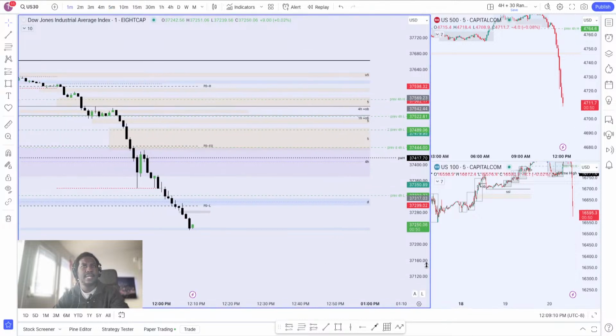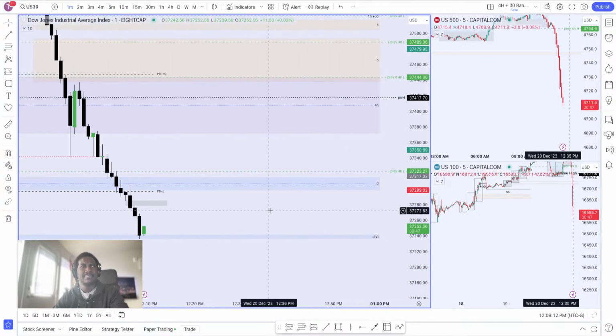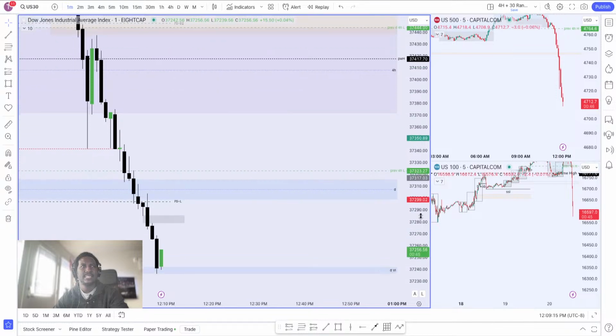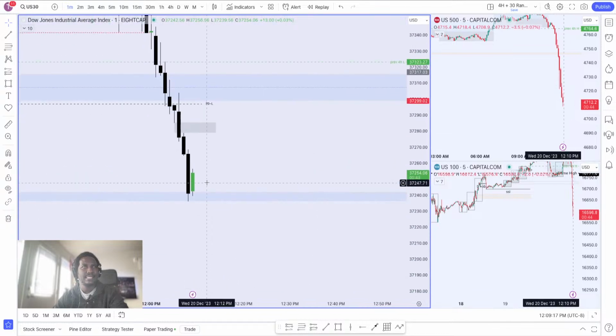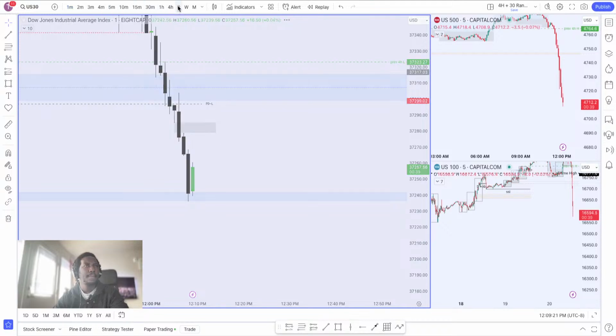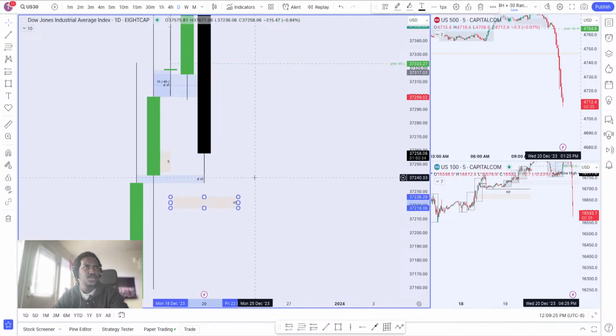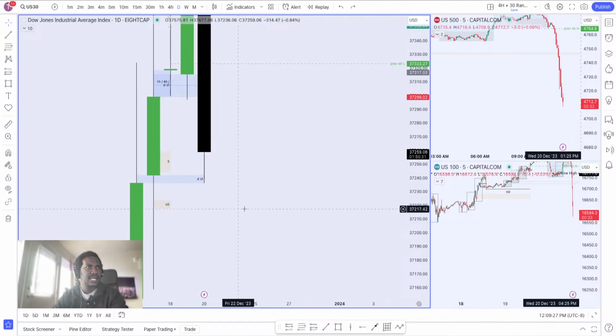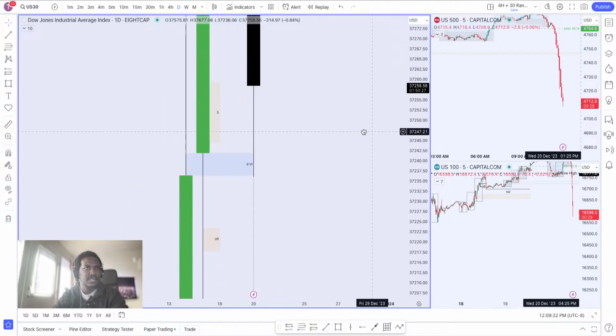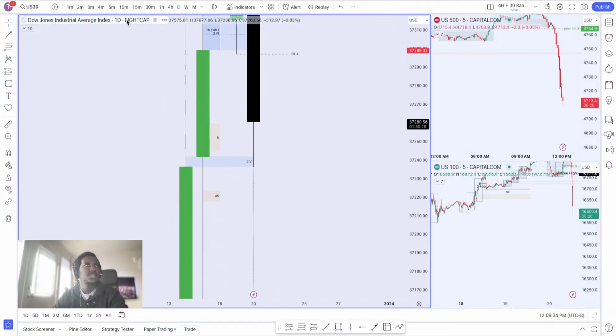Okay, we're now at that daily volume imbalance. Will it hold? And I see that we have completely closed it. Wow. Daily. Yep, we have traded completely to the downside. Maybe just a little bit. No, we've completely closed it.